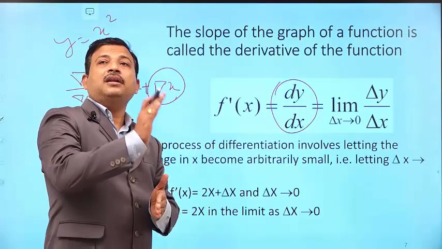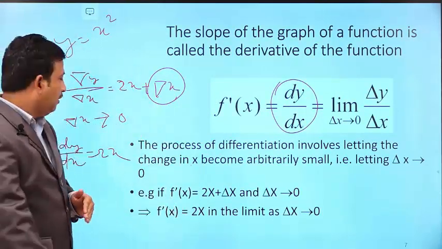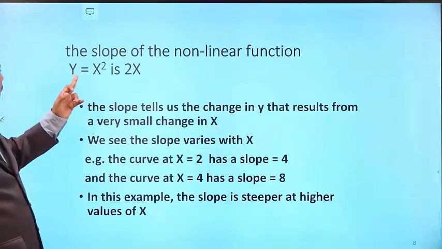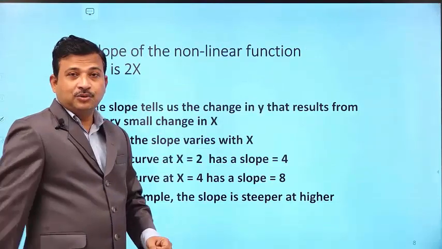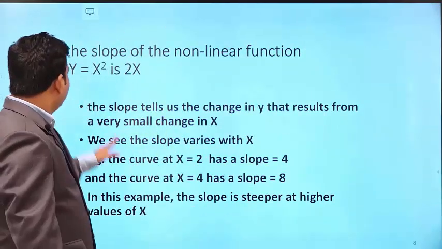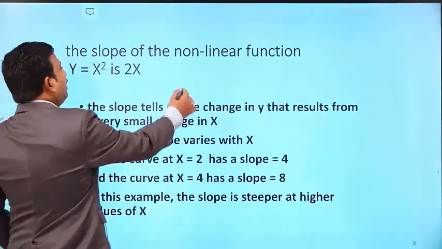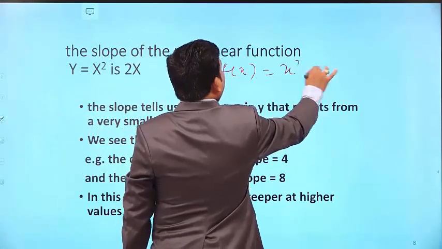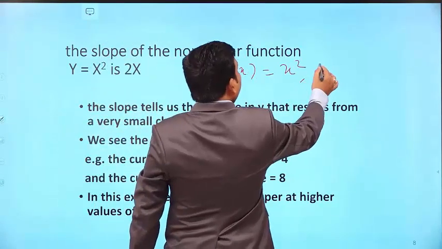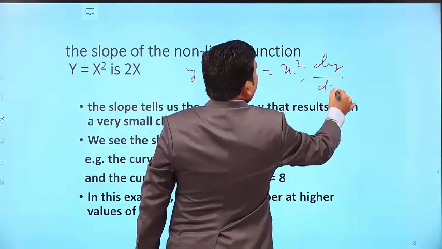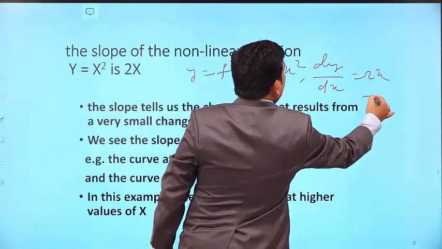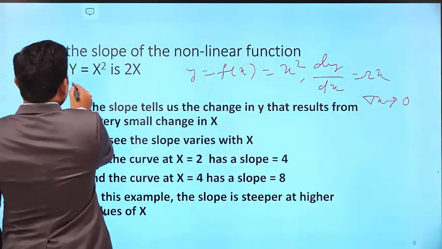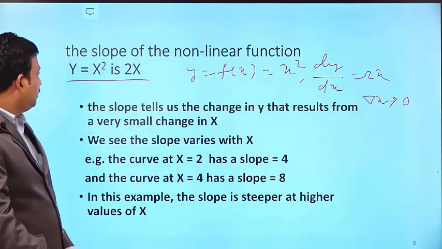It comes from the limit when del x approaches 0. Is it clear? The slope of the non-linear function y equals x square is 2x. If y equals f of x, which is nothing but x square, then dy by dx equals 2x, where del x approaches 0. This is y equal to x square is 2x.